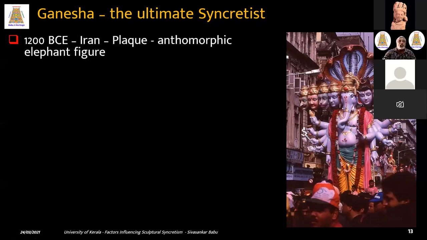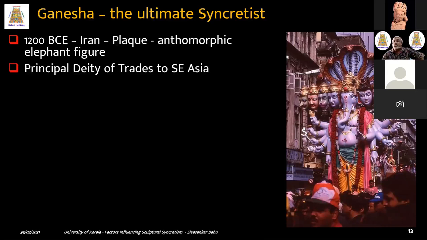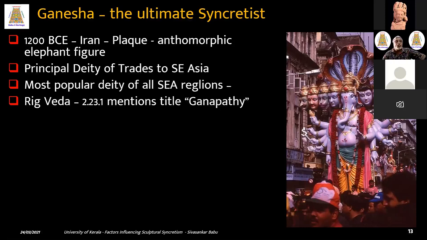It started around 1200 BCE, where we found Ganesha-like forms in anthropomorphic elephant figures, and some images with elephant-like forms are also found in the Indus Valley. Later, he became so popular because for many traders he was the primary deity. This is how Ganesha traversed the entire Asia, and he is omnipresent there. In one form or other, Ganesha is there in most Southeast Asian religions.